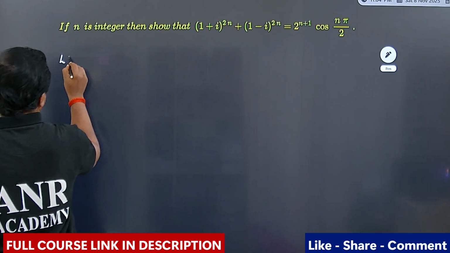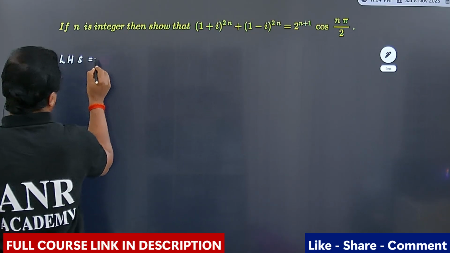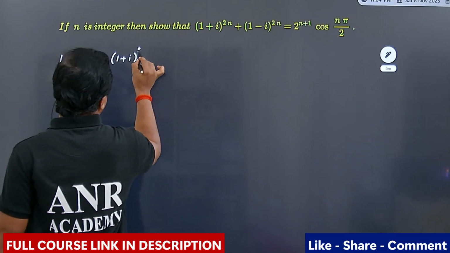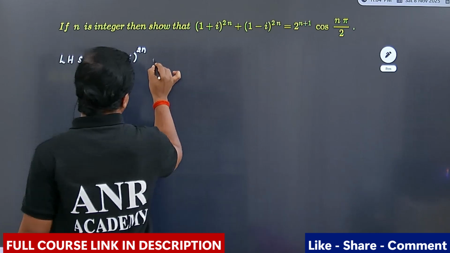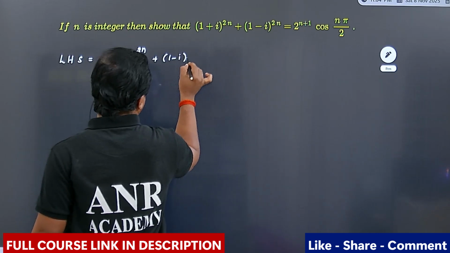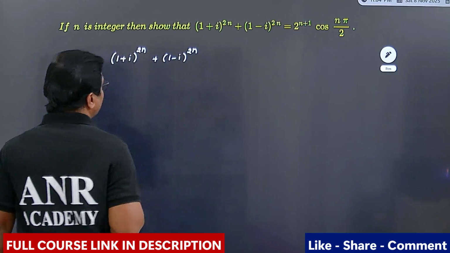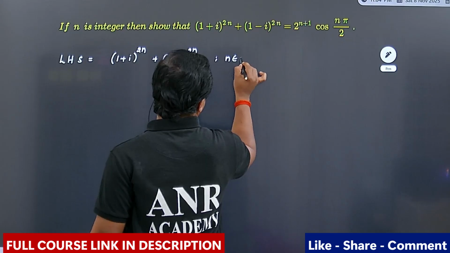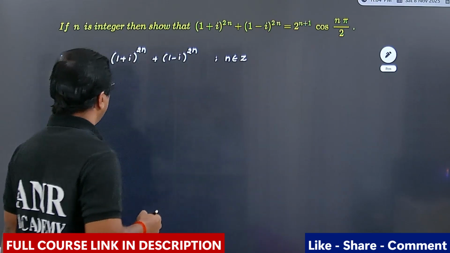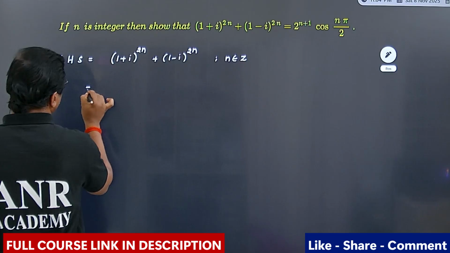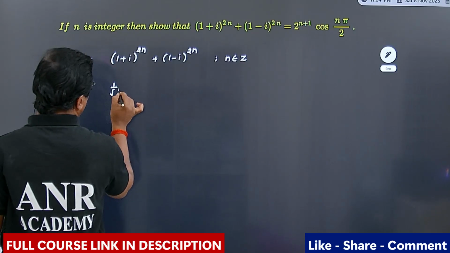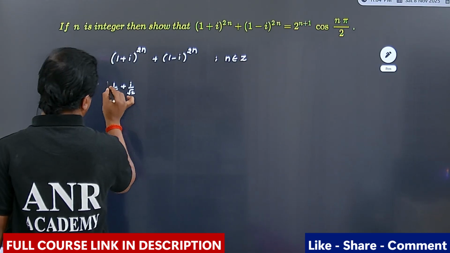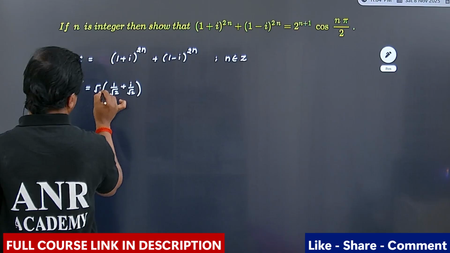Write the LHS part. What you have? 1 plus i whole to the power of 2n plus 1 minus i whole to the power of 2n, where n is an integer quantity. Here n belongs to Z. Next, here inside I am going to divide with root 2 and I am multiplying with root 2.